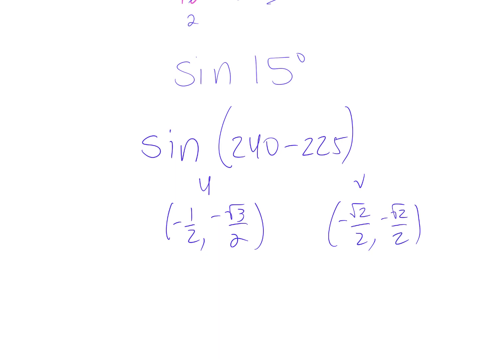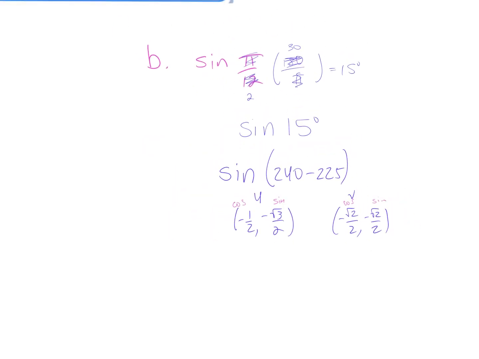-√2/2 and -√2/2. Perfect. Now, what I like to do, just so I don't make any silly mistakes, is over the x value, I like to write cosine. Over the y value, I like to write sine. And now I have all the information I need to plug into my formula.